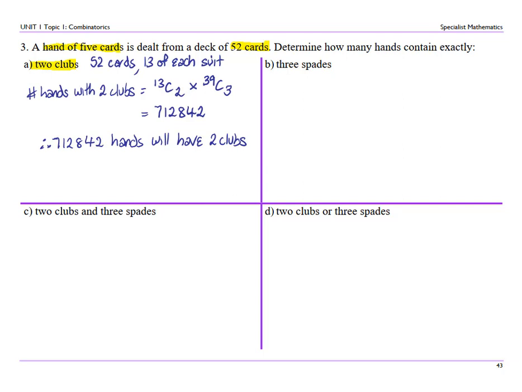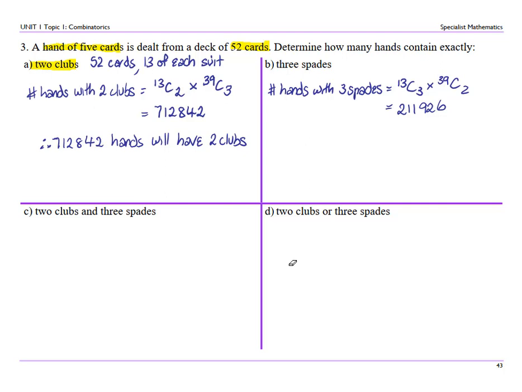Next, 3 spades. So, from my 13 spades, I want to select 3. And from my 39 other cards, I need to select 2. Use your calculator. 211,926.